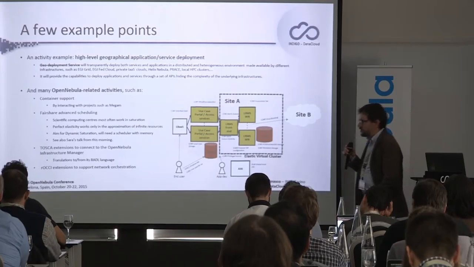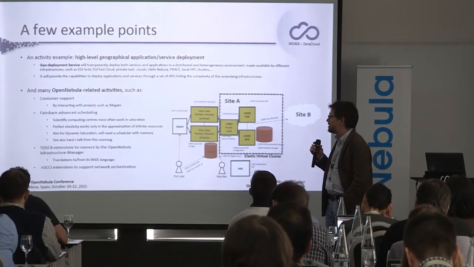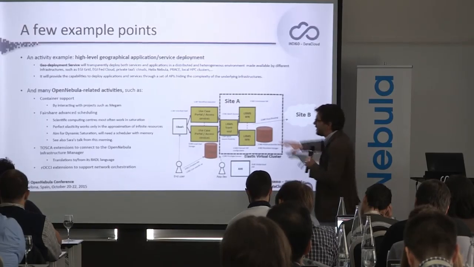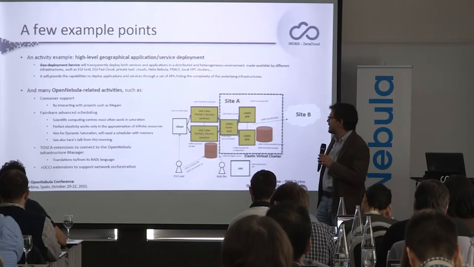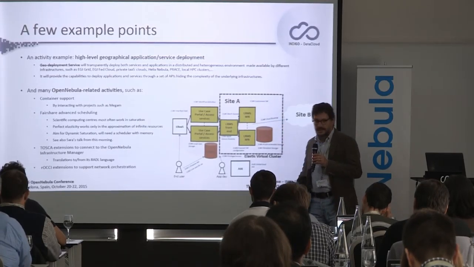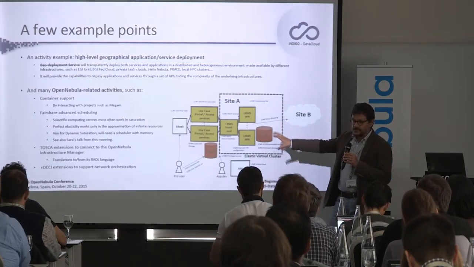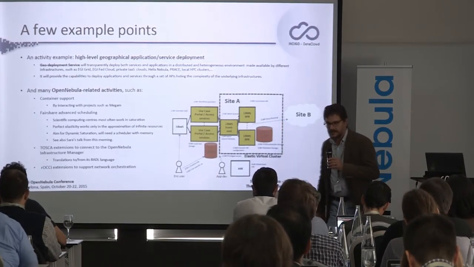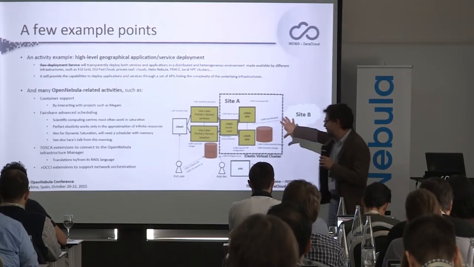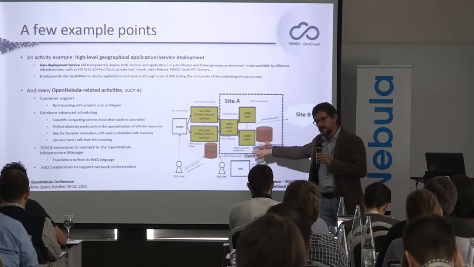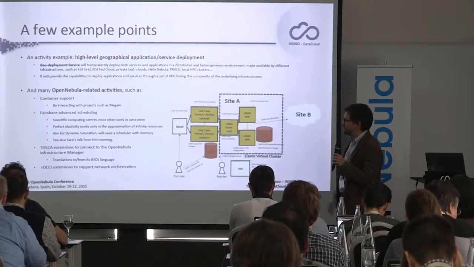A couple of example points. For example, an activity is the development of something we call the geo-deployment service, which will be able to transparently deploy services and applications on a distributed heterogeneous infrastructure. This is an example of a more complex instance of what Sara described in a couple of presentations ago as a virtual cluster. This is an elastic virtual cluster with some more features and characteristics that can be deployed on such infrastructure.